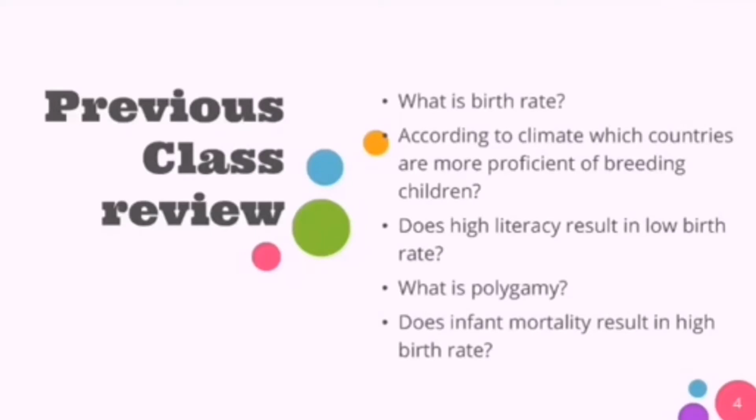Then, about the polygamy. When a man marries more than one woman, in that case, it is known as polygamy. It can be done in other ways as well, like a woman will be married with more than one man. But that practice is not so available or common in our society. Then, does infant mortality result in high birth rate? The answer is yes, it does.